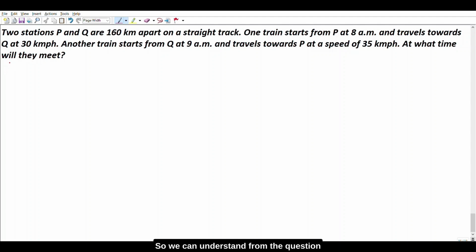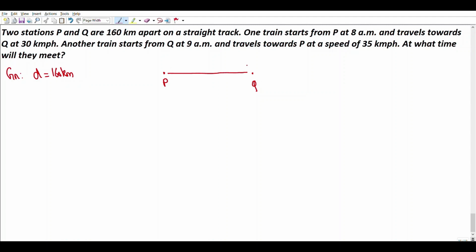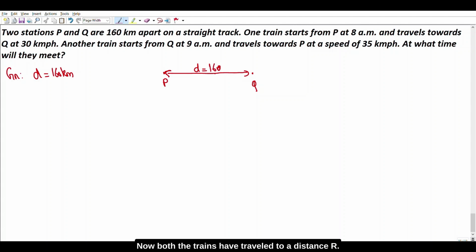So we can understand from the question that D is equal to 160 km. Let us draw a pictorial representation first. Let this point be P and this point be Q. Let the distance between them be 160. Now, both the trains have traveled to a distance R. We need to find at what time both the trains meet at the point R and at what distance with respect to P both the trains meet at R.